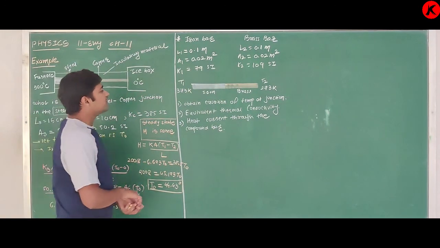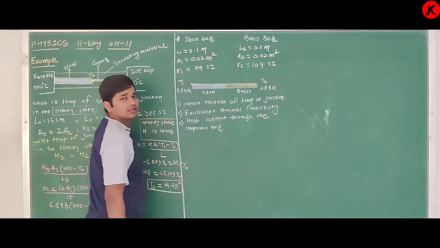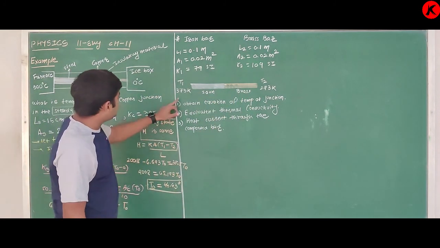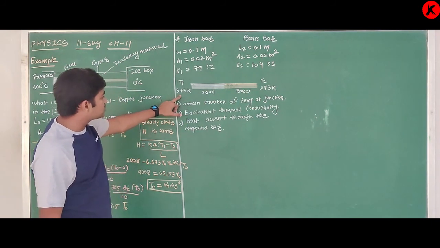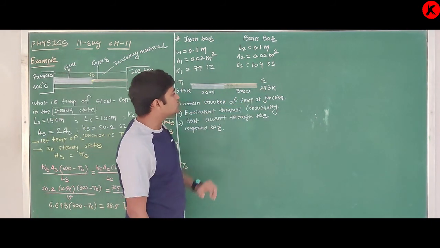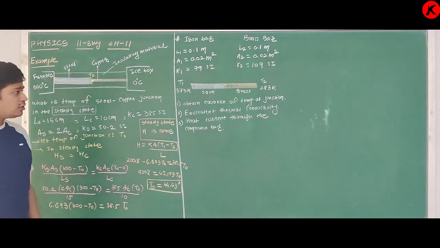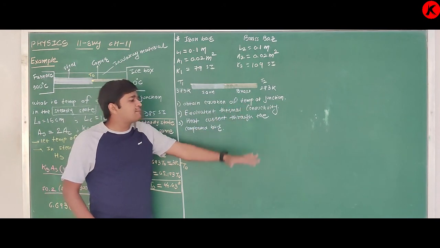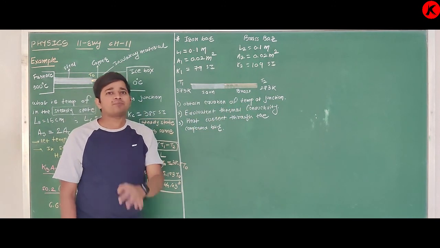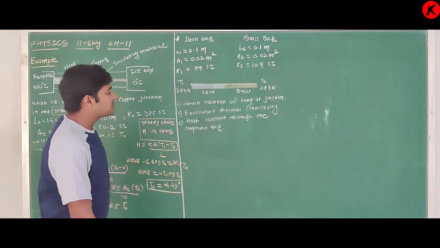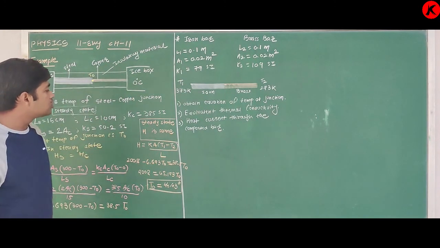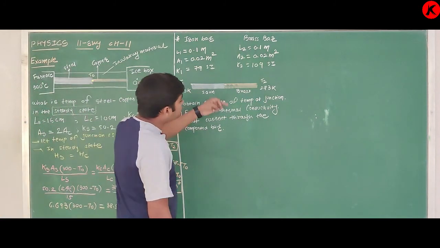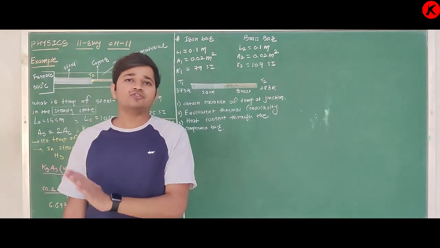You are also given a figure. They are soldered at one end. This is the iron bar, this is the brass bar, and there are two free ends. They are maintained at temperature 373 Kelvin here and 273 Kelvin here. You have to find three things. First, obtain the equation of temperature at the junction. Second, the equivalent thermal conductivity. Third, the heat current through the compound bar. You have to obtain equations for these three things and also their values.